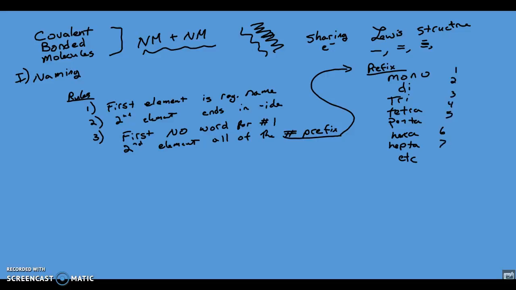So, for example, CO2. Carbon is the first element, it's just a regular name. Oxygen is the second element. But instead of oxygen, we're going to change the ending to ide. So carbon oxide. But we also have to add the number 2. Di. Overall, we have carbon dioxide.